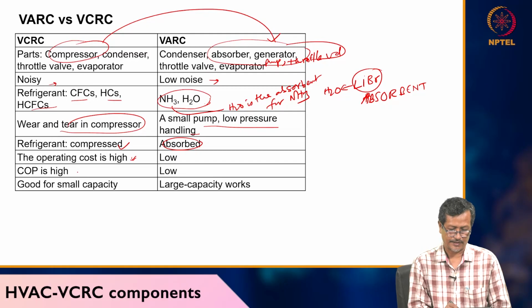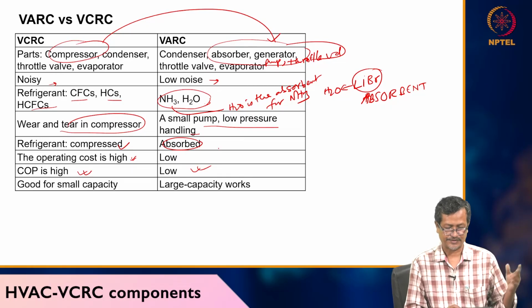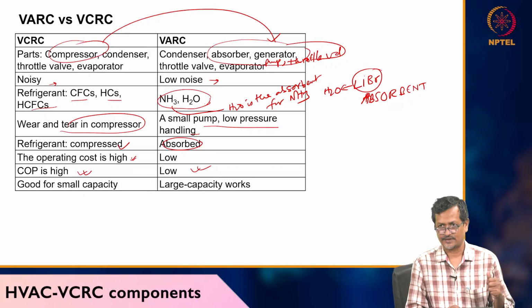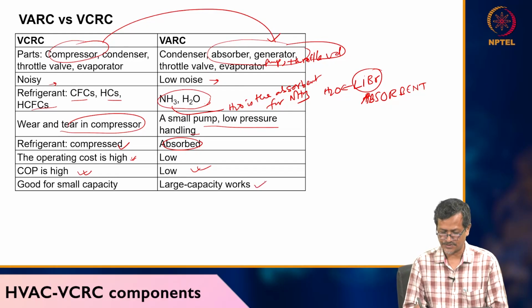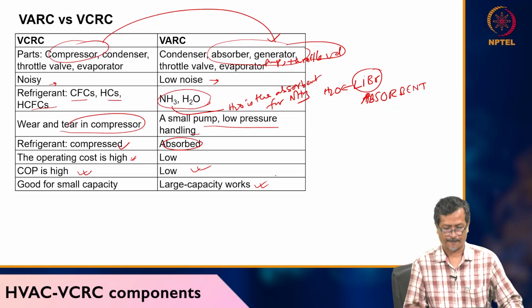COP for the vapor compression system is higher, but the absorption system has lower COP. The vapor compression system is very commonly used for normal applications like window or split air conditioners, but for very large applications the vapor absorption system is used. The vapor absorption system is heavier, so for small applications like room air conditioning it is not suggested.